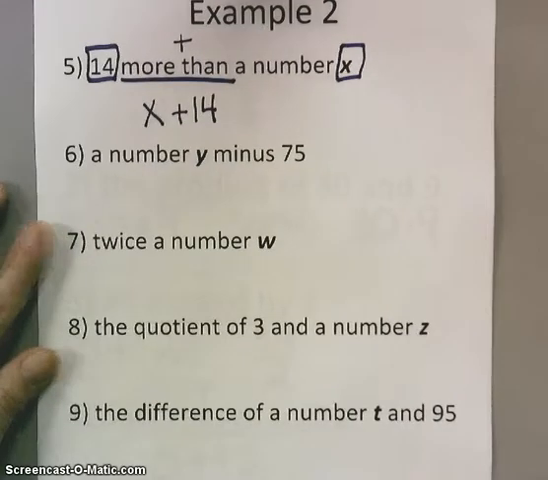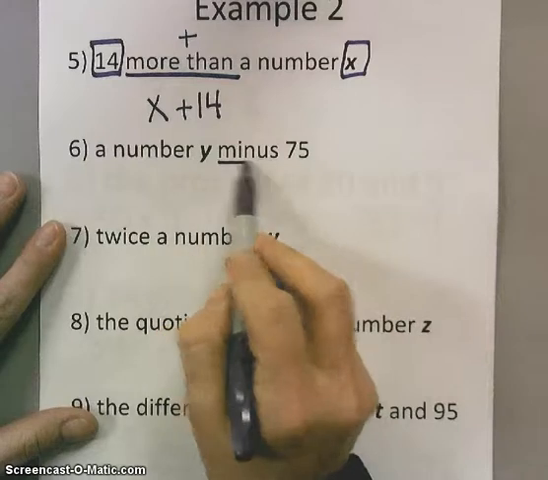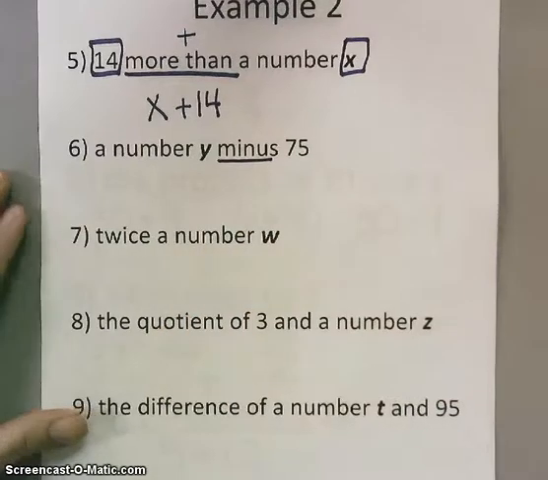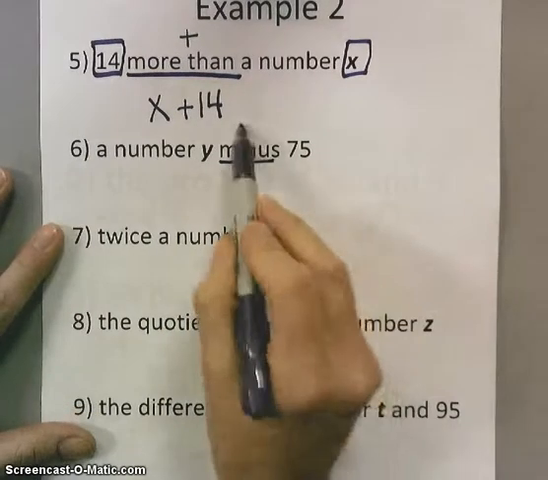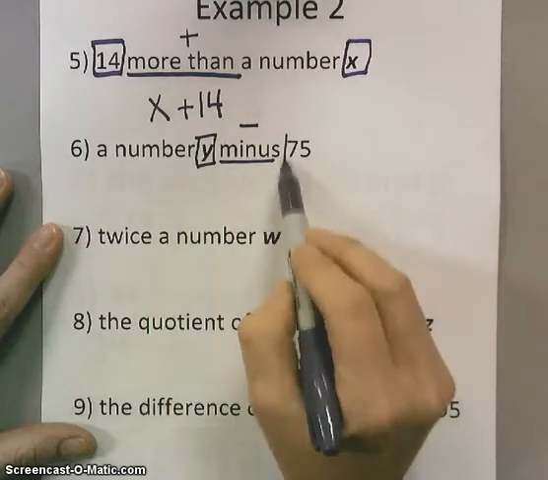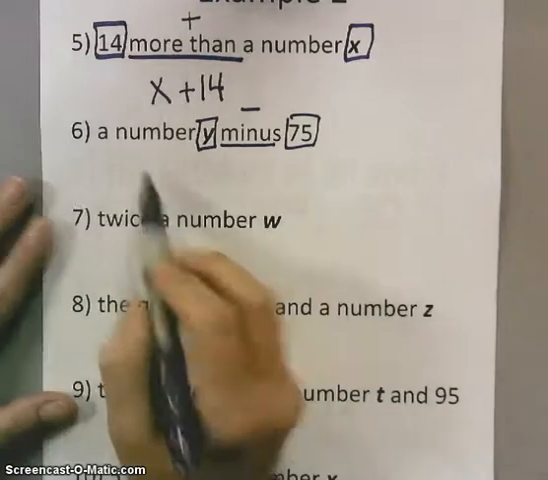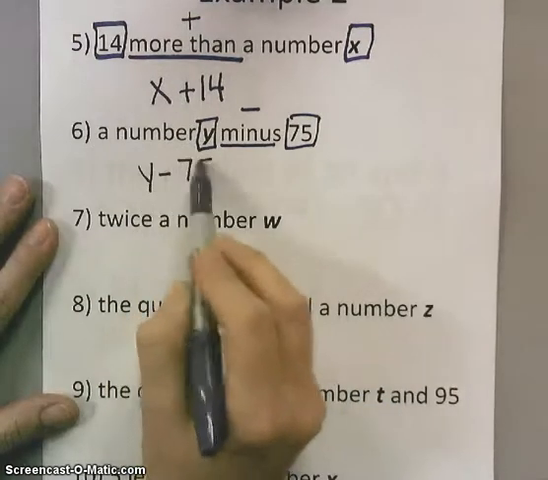Our second example, a number y minus 75. So we have minus, which is our key word, which is our operation word, and I know minus means to subtract. I have y and I have 75. Those are also very important. And minus just means y minus 75.